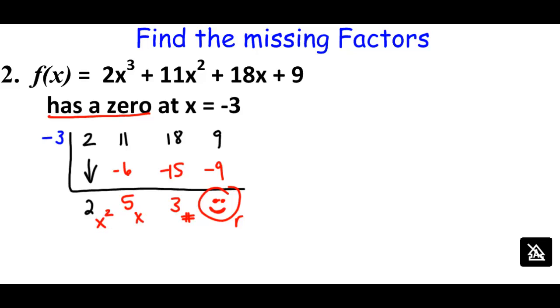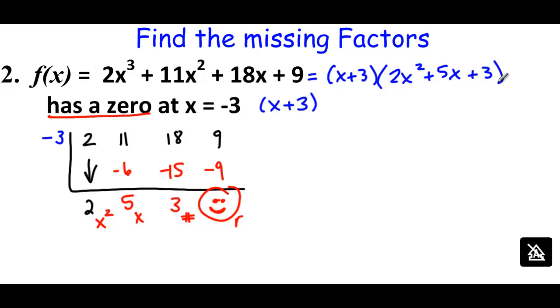So now I know that when I substitute this in, this breaks down, because remember, this is like a division. If the 0 is x minus 3, that meant a factor was x plus 3. So right now I know if I was to factor this, I would get x plus 3 times something. And what that something is right here: 2x squared plus 5x plus 3.